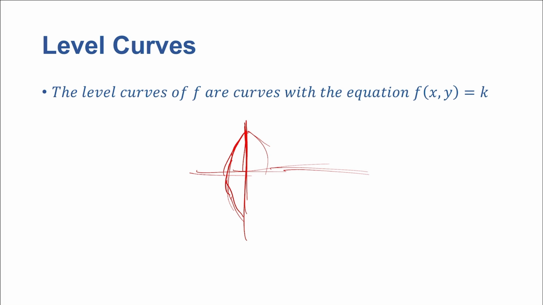So it basically shows us, at different z levels of our function, what our cross section looks like. That's what a level curve will do, and it's very helpful for graphing these functions. So that's really what we have for multivariable functions in terms of domains, ranges, and level curves.